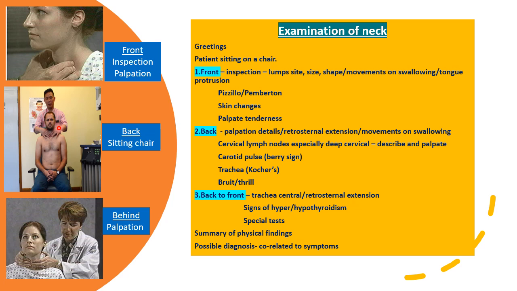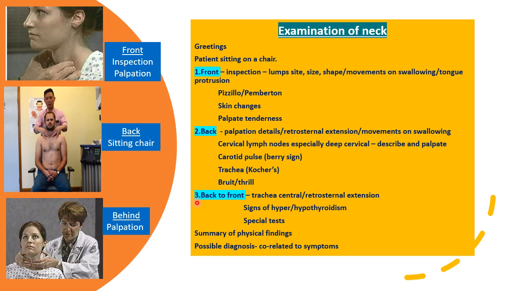Okay, the patient is sitting on a chair. Here you palpate for the details of the lumps, retrosternal extension, and movements during swallowing and tongue protrusion. Palpate for cervical lymph nodes, especially the deep cervical lymph nodes. Describe and palpate them in detail. Look for the carotid pulse, the Berry sign, and tracheal compression with the Kocher sign. Also auscultate the lump for fluid thrill or bruit.